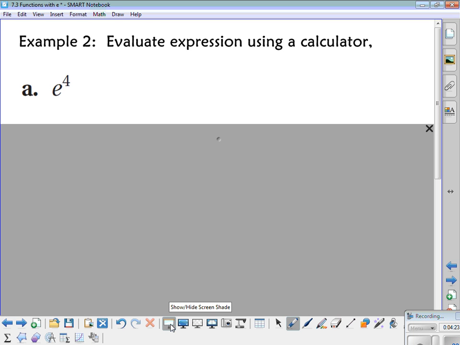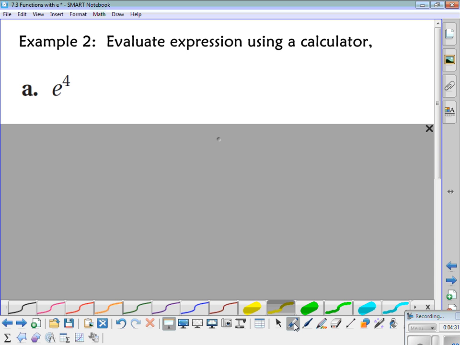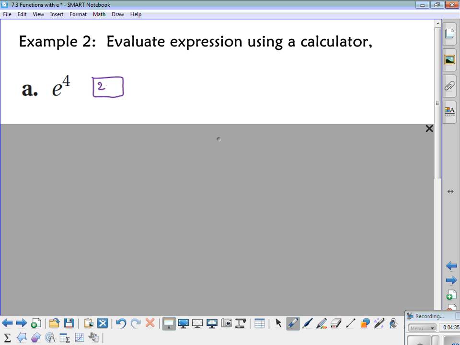Okay, so now let's evaluate these using a calculator. So on your calculator, like I said, you should have a little LN button, and above that is e to the x. So you're going to hit your second button, and then your e to the x, and you're going to raise it to the 4th power. So let's see what you guys get for that. Go ahead and give me 3 decimal places on these.